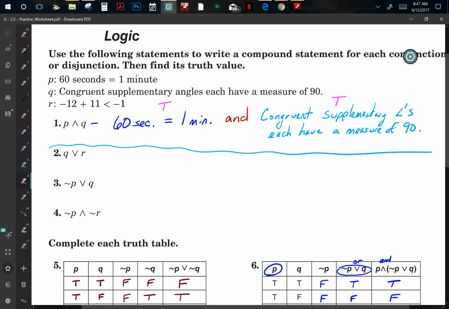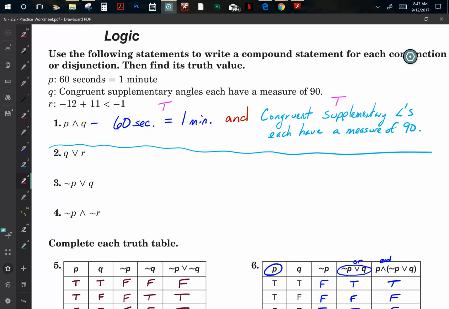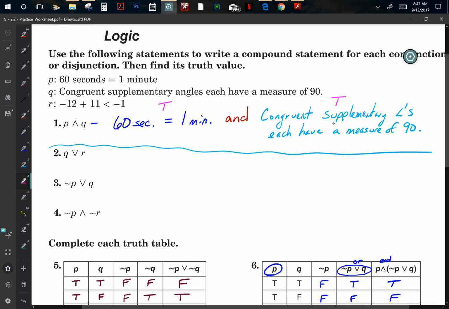That is true. Congruent angles are the same and they add to 180. They have to be 90, don't they? So if you have true and true, what's the whole thing going to be? So you do actually have to have what? The truth value as well.